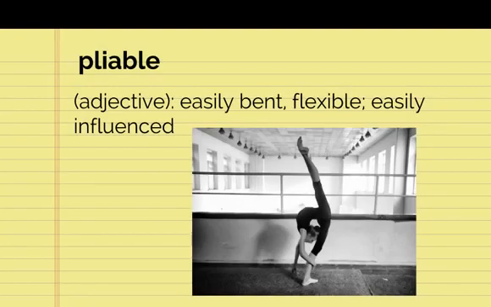Our next word is pliable, which means easily bent, flexible, or also easily influenced. So here we've got an example of a dancer who's incredibly pliable. But it could also mean easily influenced in the sense of during the election, swing voters are very pliable, and so politicians try to influence their votes.